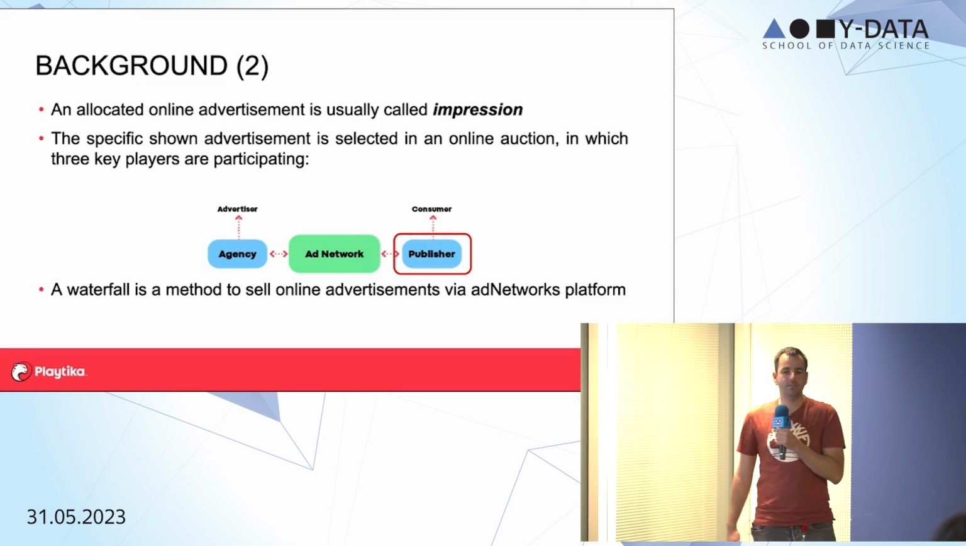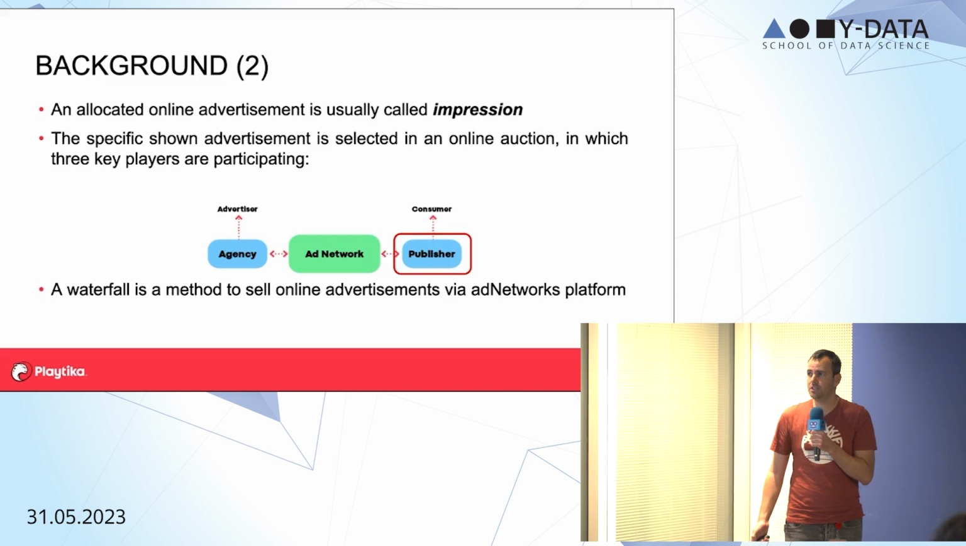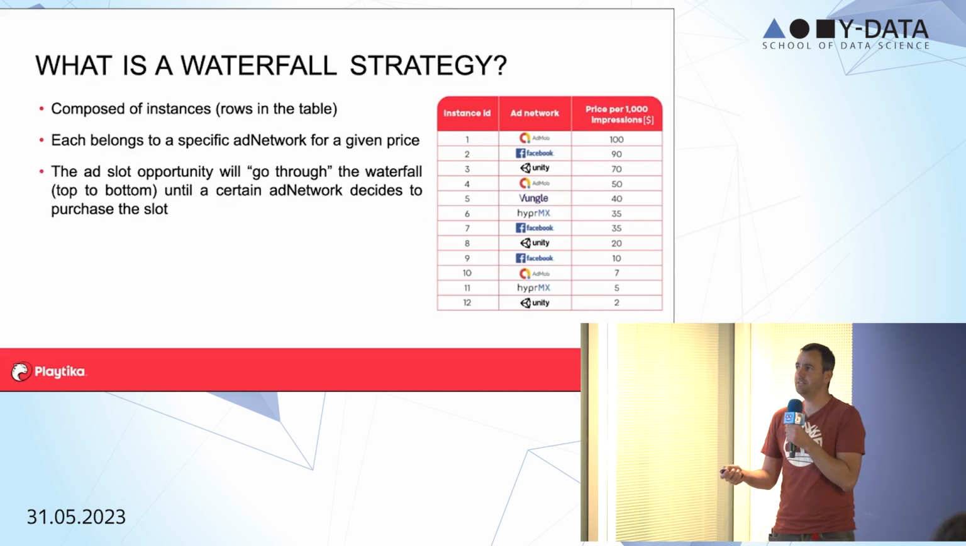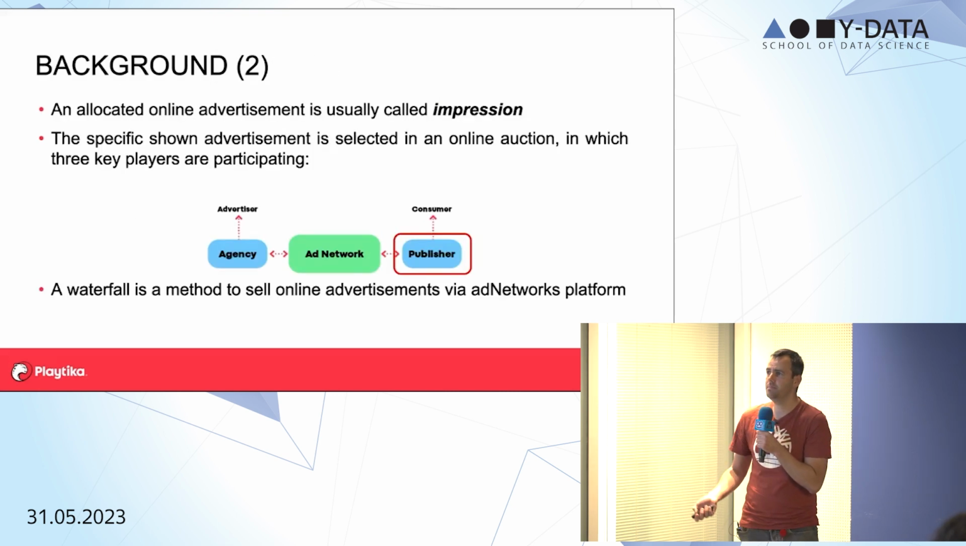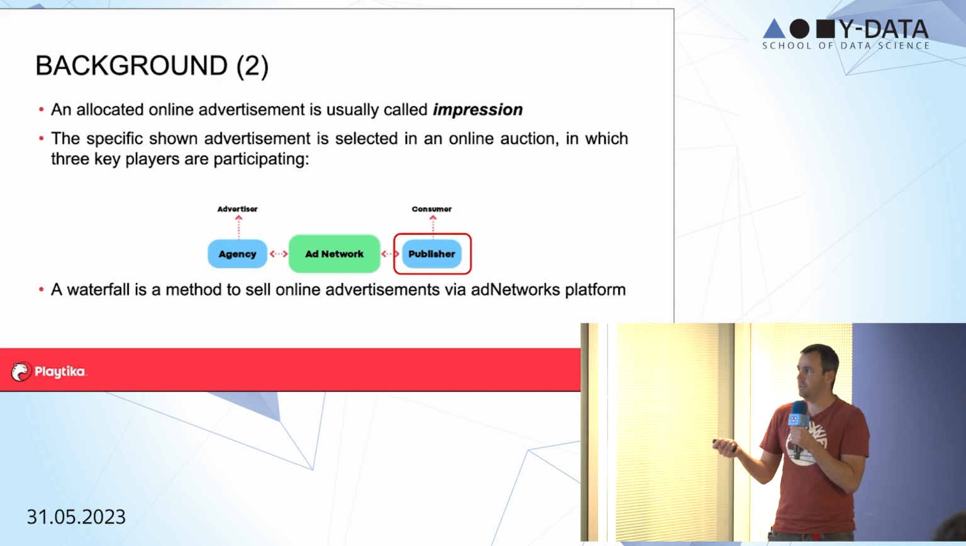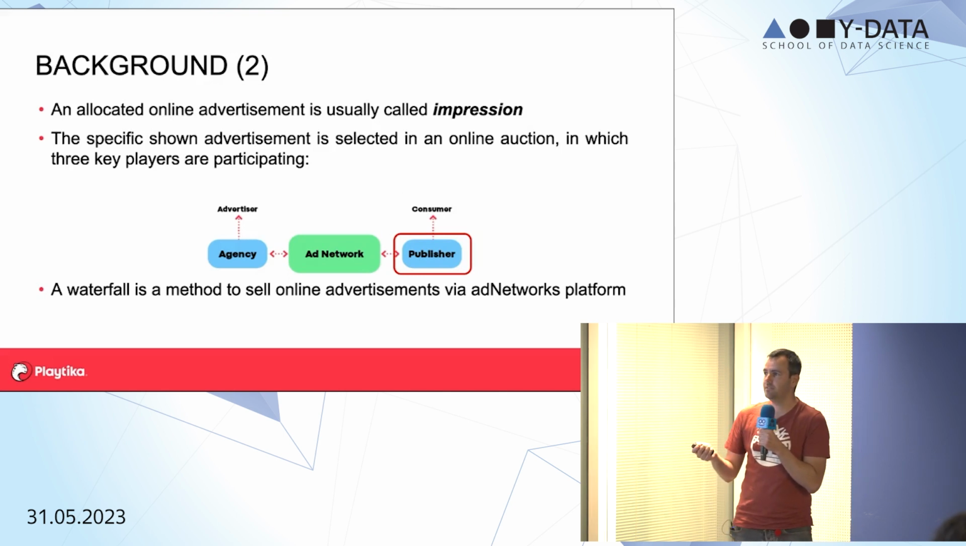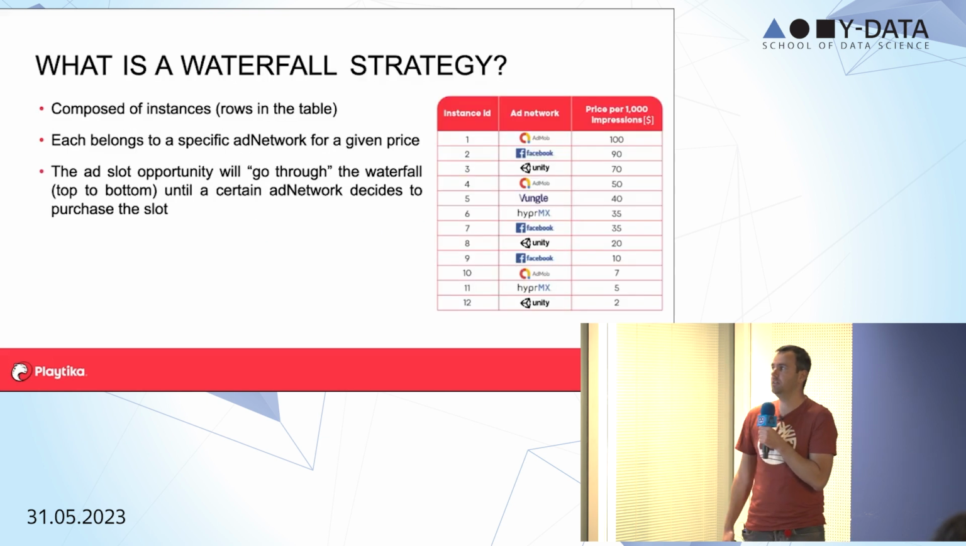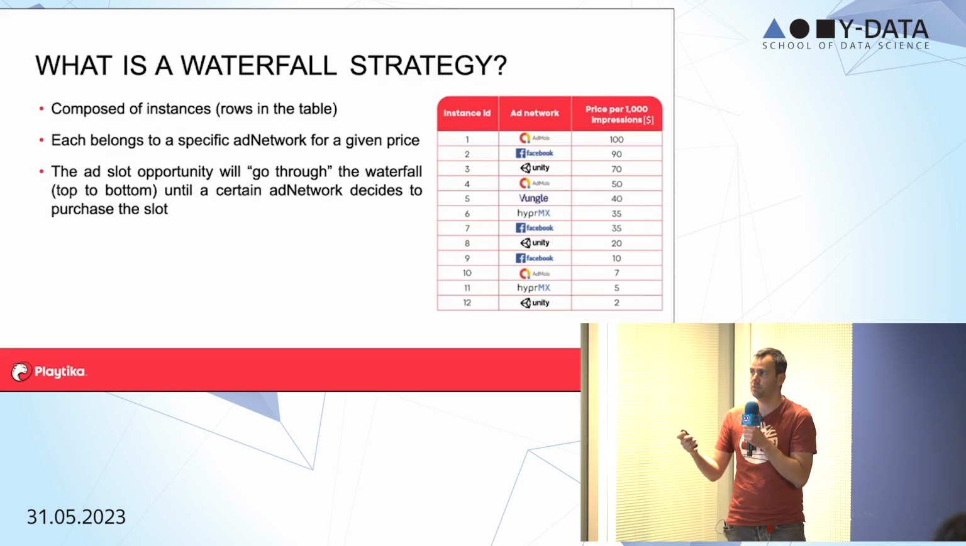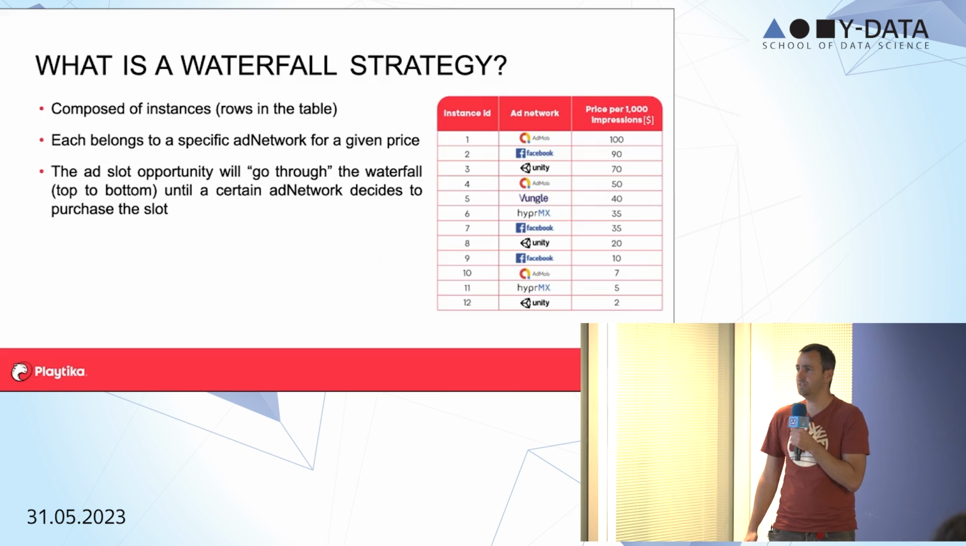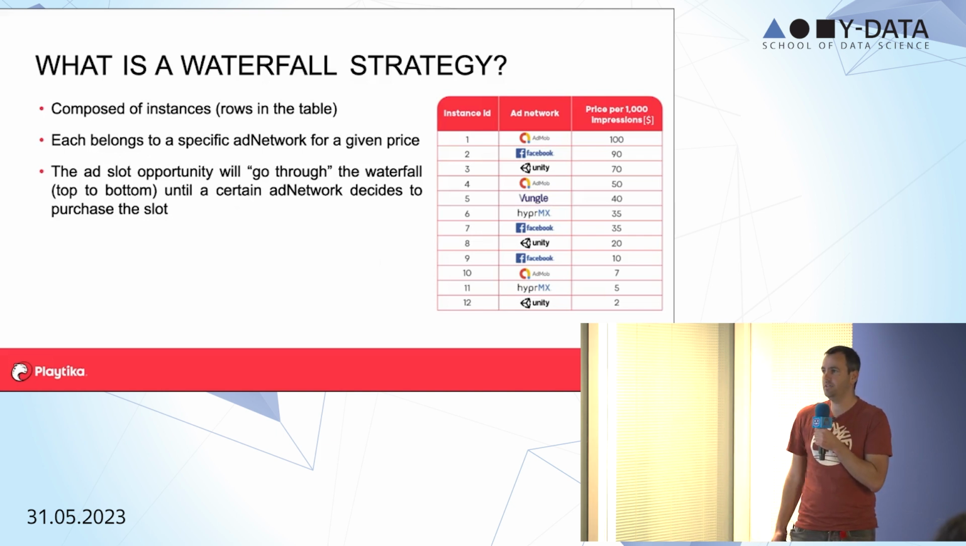So what is a waterfall auction or waterfall strategy? It's composed of instances. These are rows in the table, each belonging to a specific ad network for a given price. For example, the ad network of Google, and the price could be $100 for 1,000 impressions, so it's 10 cents for a user. The ad slot opportunity will go through the waterfall from top to bottom until a certain ad network decides to purchase the slot or to purchase the user.